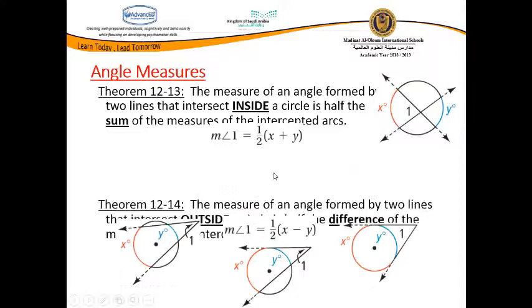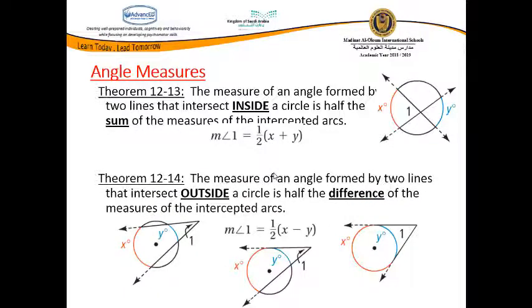What about if the intersection of the two lines is outside this circle? In this case, we may have two secants intersecting outside this circle, or two lines where one is tangent and the other is a secant, or both of them tangent. The same idea applies. If the intersection of two lines is outside the circle, then the angle, like angle 1, formed by the intersection of these two lines equals half the difference of the two intercepted arcs. That means the measure of angle 1 equals half the difference of arc X minus arc Y.